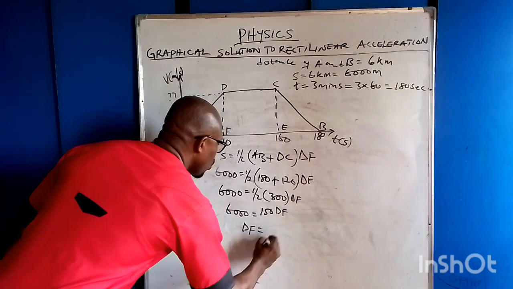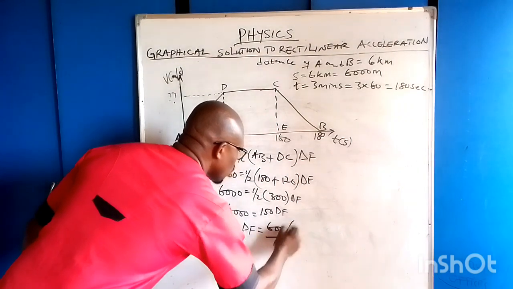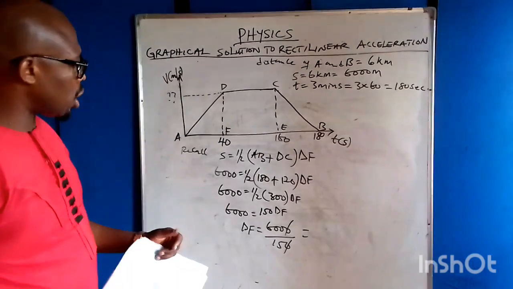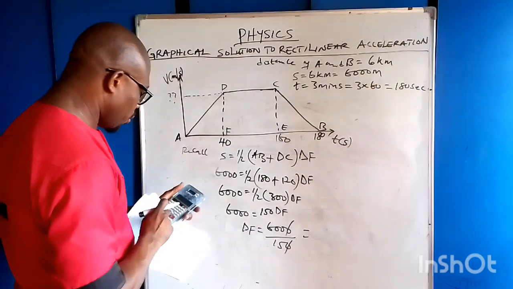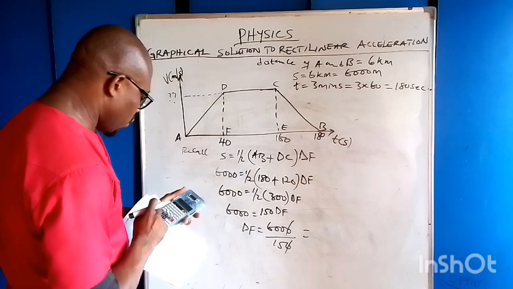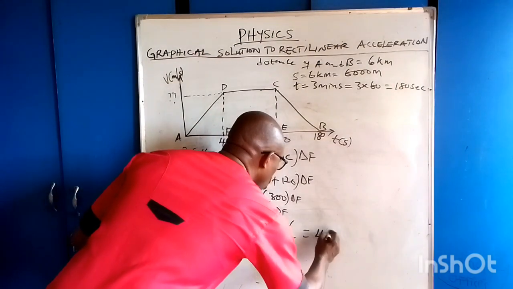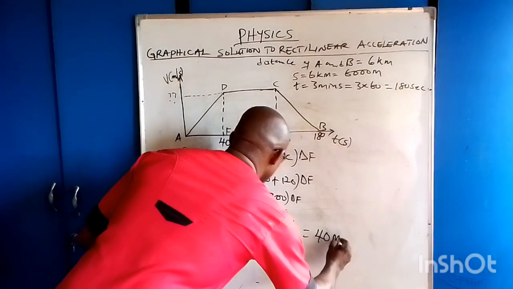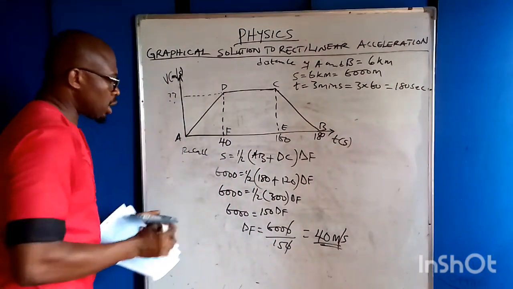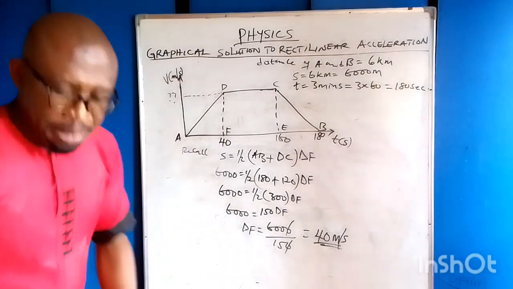Now DF will give us 6,000 all over 150, which is 600 over 15 from our calculator. 600 over 15 will give us 40 meters per second. So that is our speed. So the speed, the velocity, is 40 meters per second.